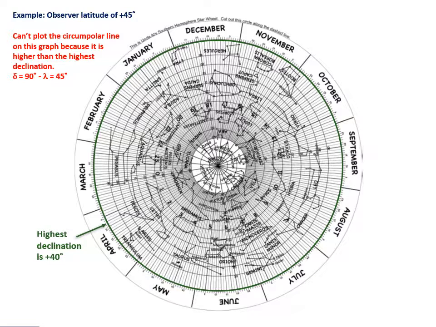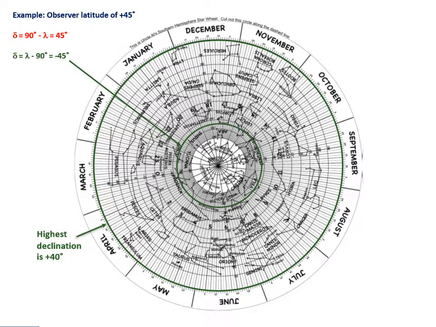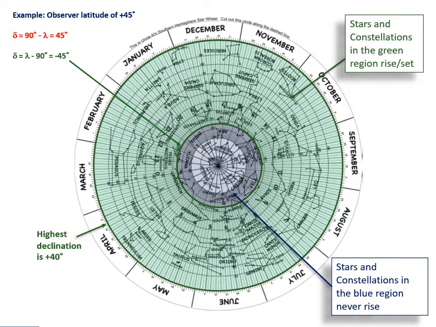Notice that the circumpolar declination of +45 degrees is higher than the highest declination on the southern wheel. It can't be drawn. Sketch the never-rise declination line of -45 degrees. Stars with declinations less than the never-rise declination line are never-rise stars. They can't be observed from a latitude of 45 degrees north. The rest of this plot are rise/set constellations as seen from plus 45 degree latitude.